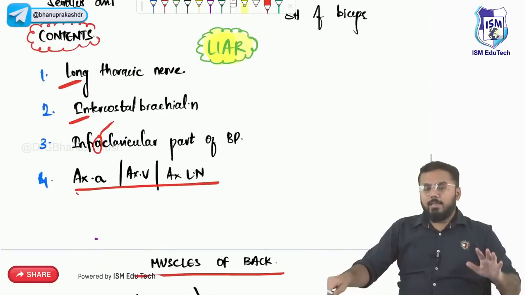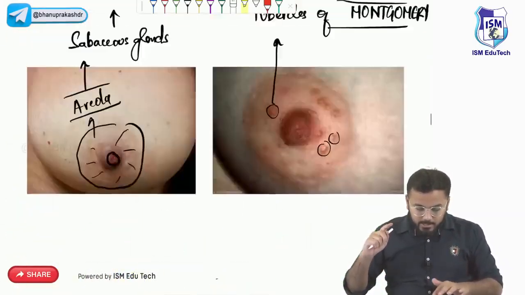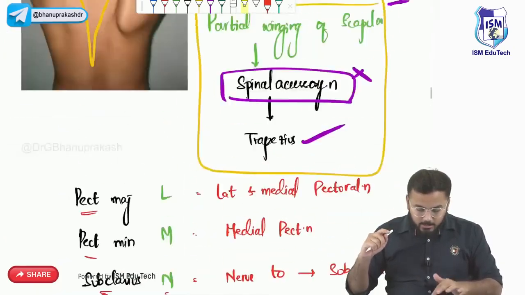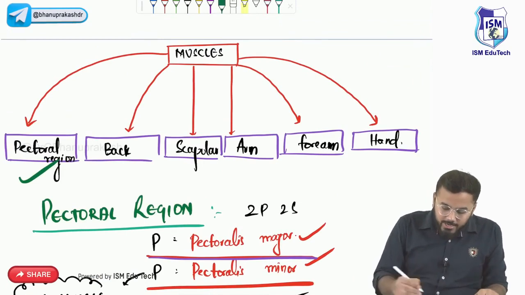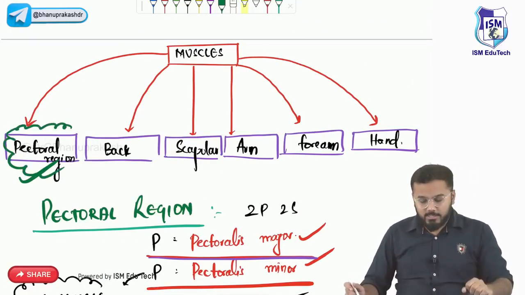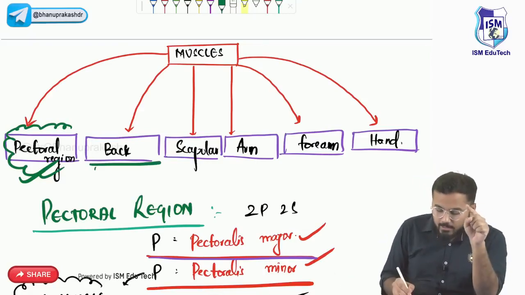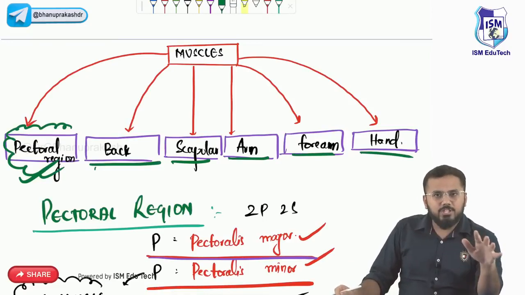Now, yesterday I made a chart. If you remember it, yesterday I made this chart, isn't it? Yesterday I made a chart saying that we have to discuss the pectoral region, and we are done with the pectoral region. Today we shall discuss the back, scapular region, arm, forearm as well as hand. We shall very fastly finish this up.